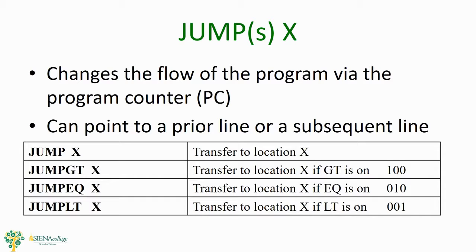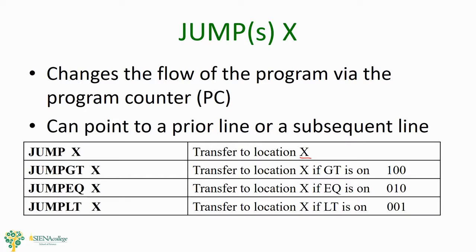We've got several jumps. The jump command changes the flow of the program by changing the program counter. The operand of the jump can point to either a prior line or a subsequent line. Jump by itself is unconditional. When it executes, it will always transfer location to whatever is specified by the operand.